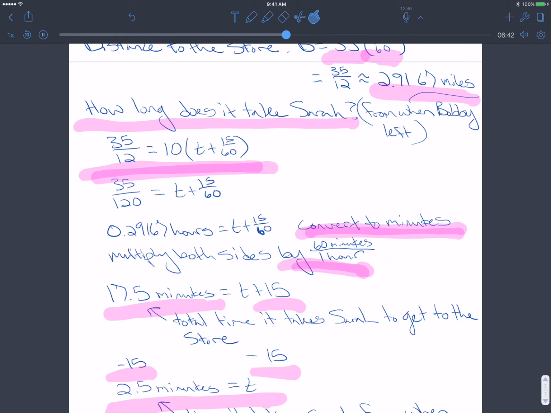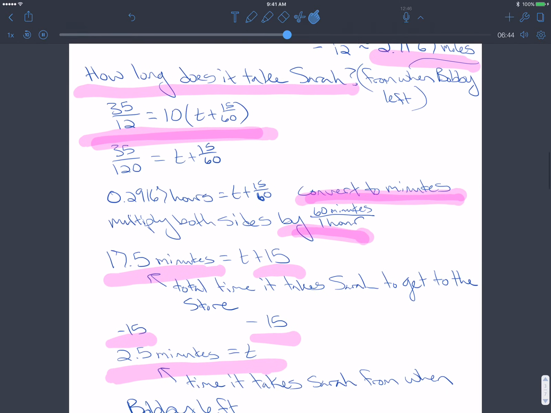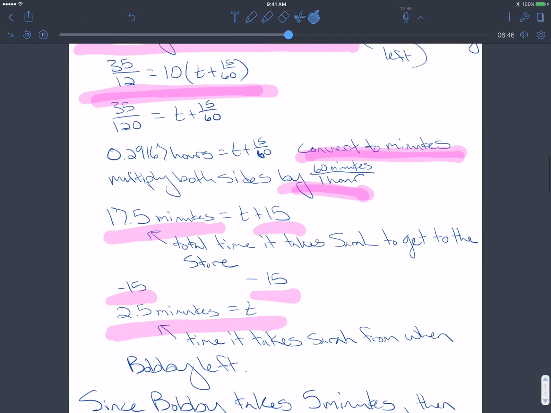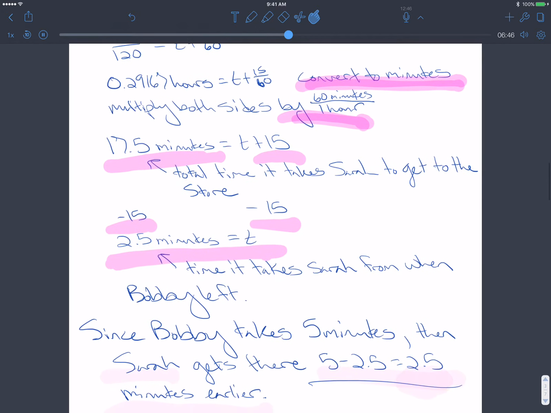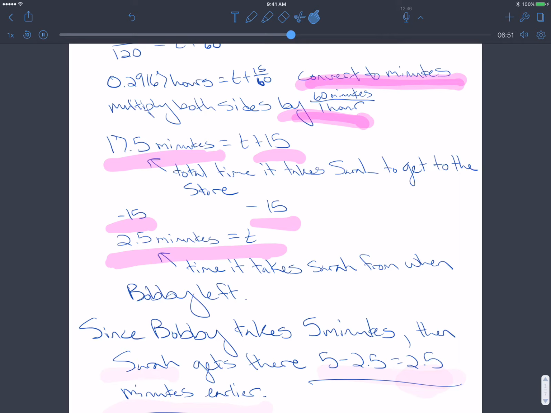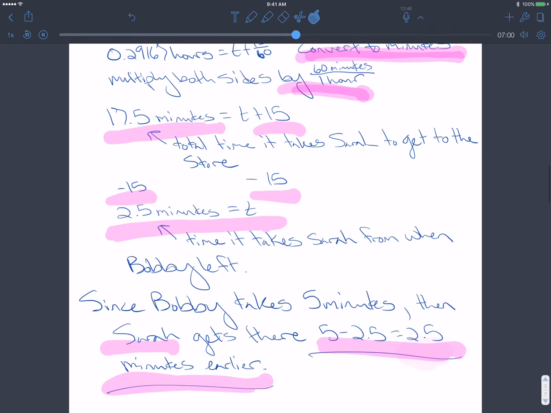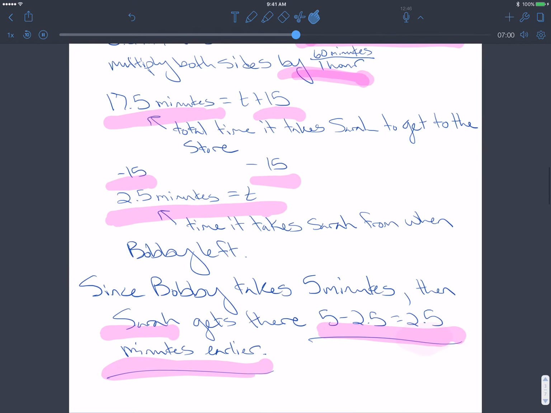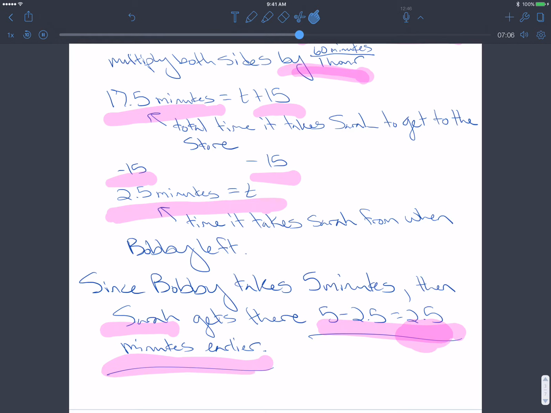minutes from when he left, and it takes him 5 minutes, and it took her only that 2.5 minutes from when he left. So that means that Sarah is going to get there 2.5 minutes earlier than Bobby, because it takes him 5 minutes and it takes her 2.5 minutes. So the difference between those two is also 2.5 minutes. So she will be there 2.5 minutes before him.